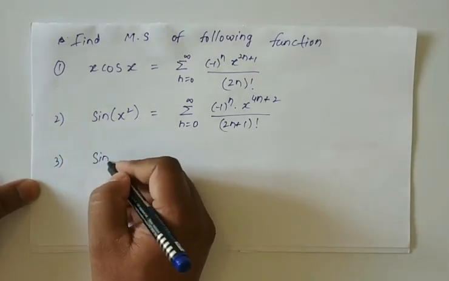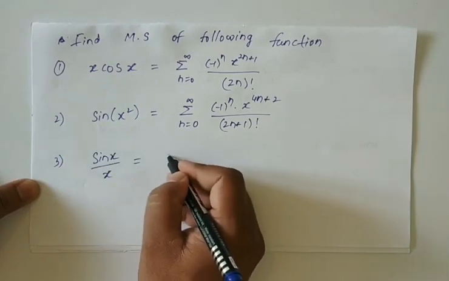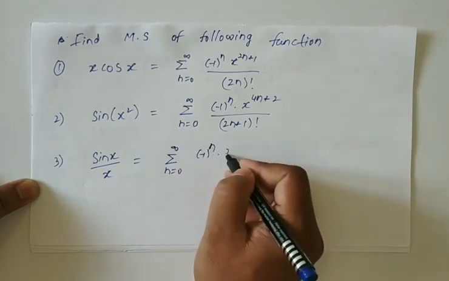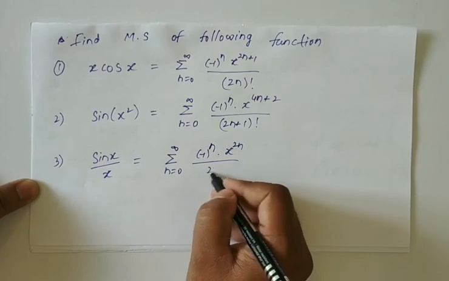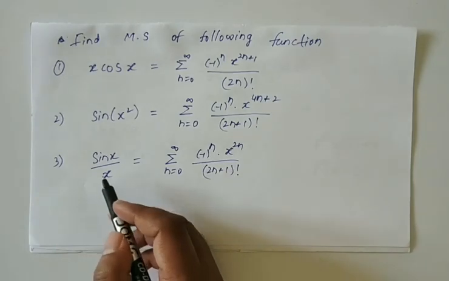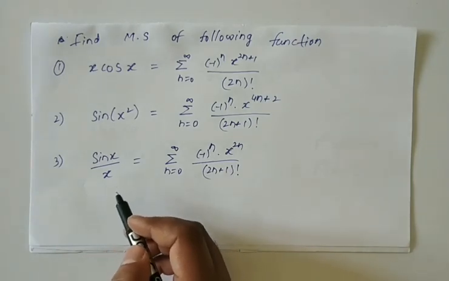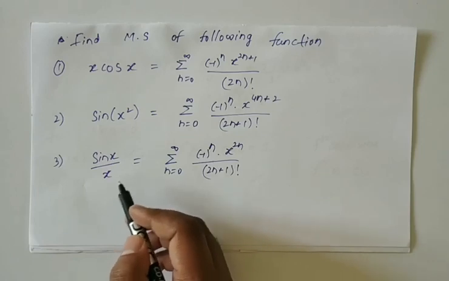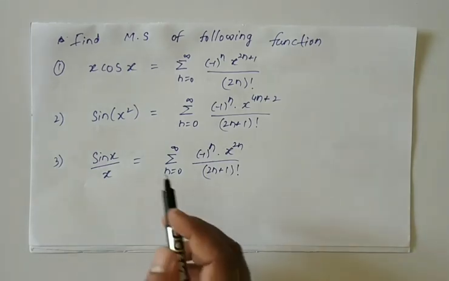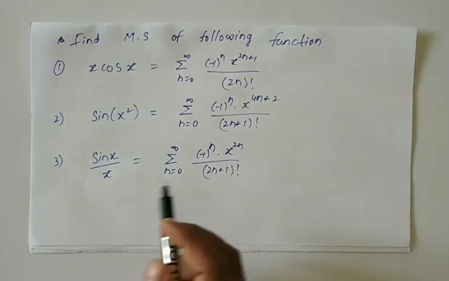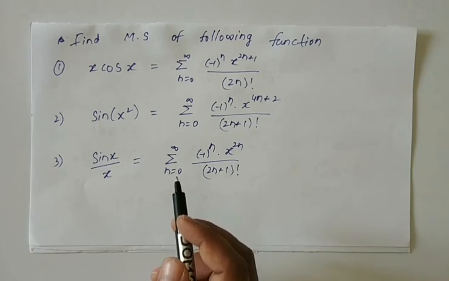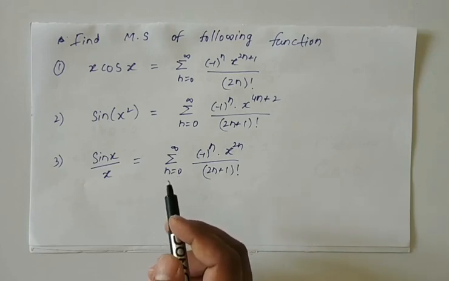Third one, sin x by x. Sin x by x is nothing but summation n is equal to 0 to infinity, minus 1 whole power n, x power 2n by 2n plus 1 factorial. Okay, for finding Maclaurin series of sin x by x, you just have to divide the Maclaurin series of sin x by x. That's all. Please do it, problems, students. Don't use shortcut method. Okay, use only shortcut method in examination, where in multiple choice questions I will give you compulsory. Okay.